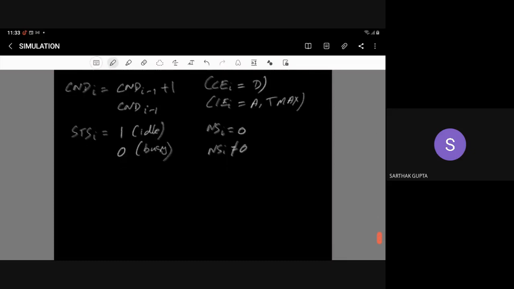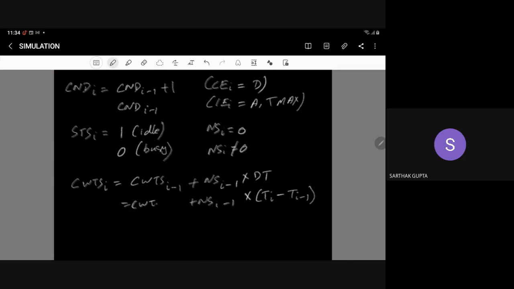Then we have to compute the output variable CWTS. Current CWTS is the CWTS of the previous plus the number of customers of the previous times the difference of time, DT. The difference of time is the current time minus previous time. So NS of i minus 1 and CWTS i minus 1.